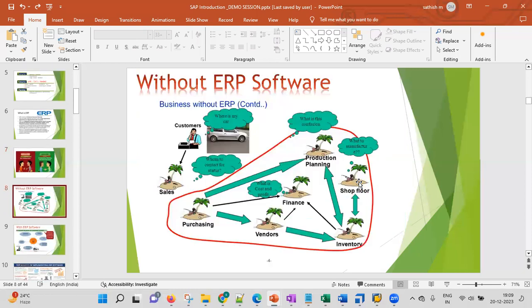So that's the reason there is a proverb: customers are like gods. In sales, they will think that customers are like gods. Correct? Because they are investing the amount and by that only they are doing the business. By that reason only they are getting the salaries. Employees are getting the salaries. A lot of things, right? So here, as I said, the example, without ERP.